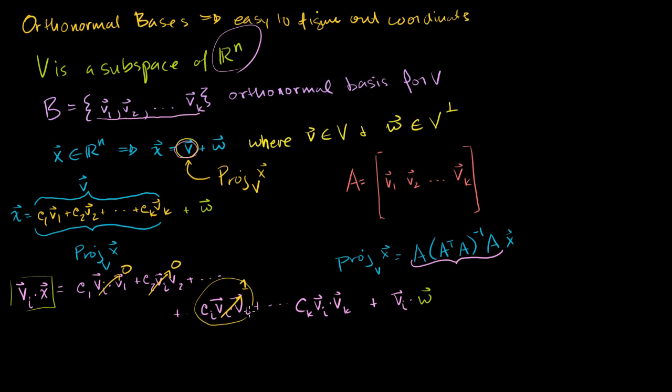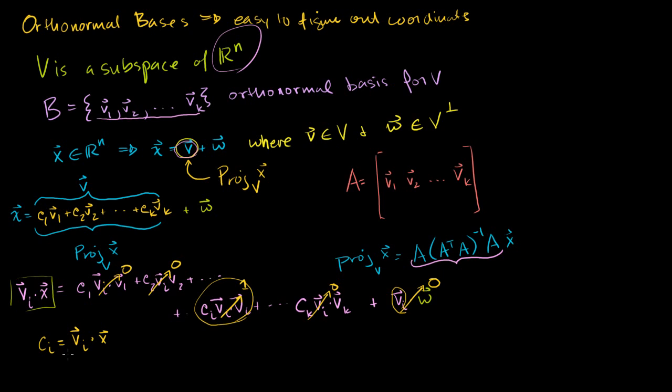So this term is just going to be ci. Vi dot vk, that's also 0. Doesn't matter what our constant is, 0 times anything is 0. And then what is vi dot w? Well, by definition, w is a member of our orthogonal complement to v, which means that it is orthogonal to every member of v. Well, this is a member of v, so these two guys are orthogonal. So that is also equal to 0. And just like that, you get ci. Ci is equal to vi times, sorry, times x, just like that.